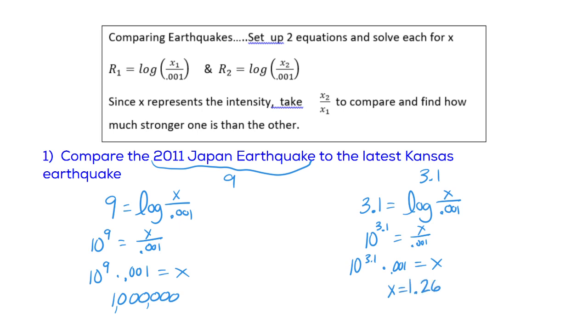1.26. So to compare the two, I'm going to take 1 million and I'm going to divide it by 1.26. Sorry, I'm just putting this in the middle. Should have scooted that one over farther. And I'm going to go ahead and keep full values on that. All right, it is 794,328.2 times stronger. The Japan one was.